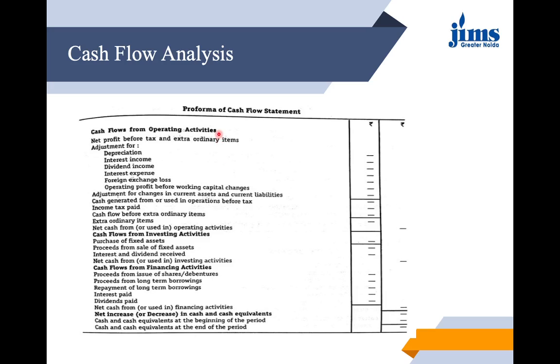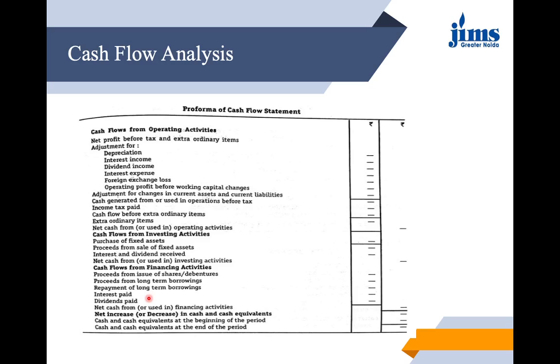So first part is operating activities, next is investing activities, third is financing activities. Now let us see what we do in cash flow from financing activities. Proceeds from issue of shares and debentures, then proceeds from long-term borrowings or repayment of long-term borrowings, interest paid, dividends paid. Finally, we obtain the inflow or outflow, whatever it is, from financing activities.